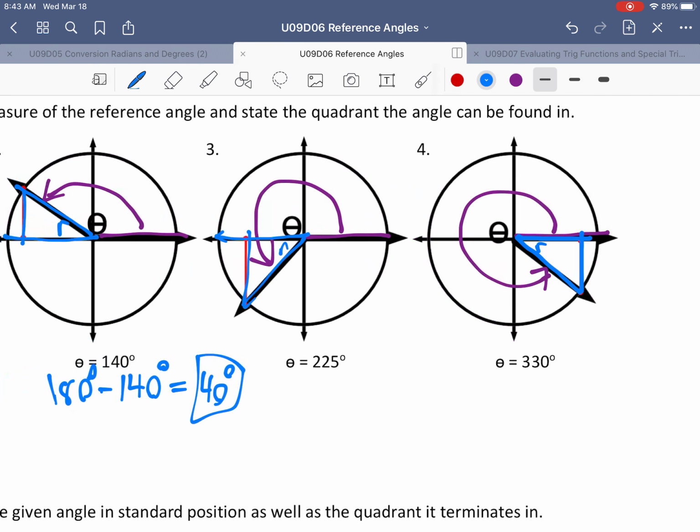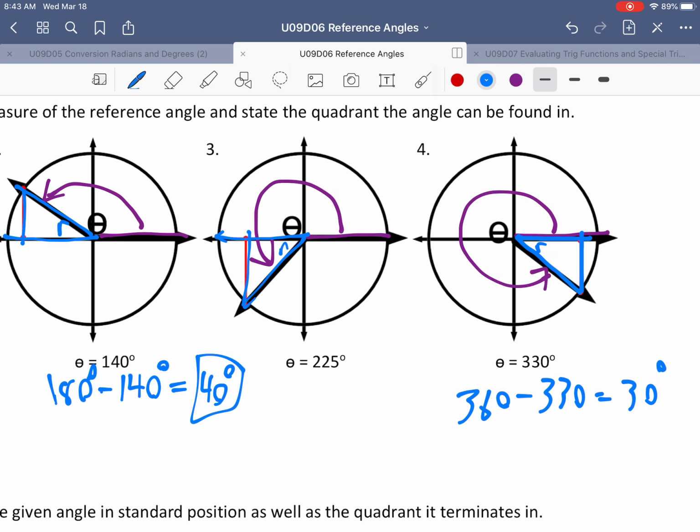I'll give you one more. Let's do it for number 4. If we go around this entire circle, this is 330 degrees. The remaining balance is from 360. If I take away 330, I find that the remaining balance, which is R, is equal to 30 degrees. So that's our reference angle.